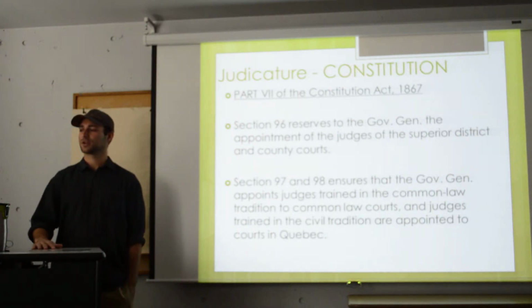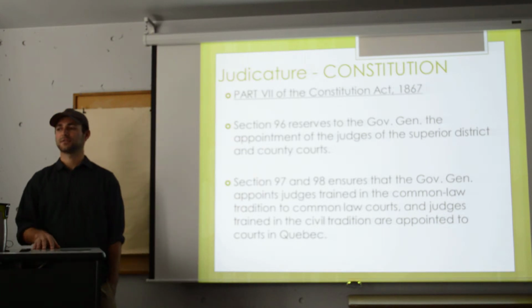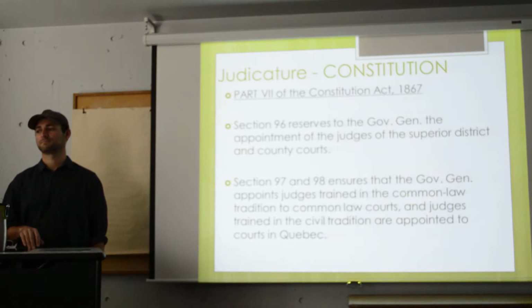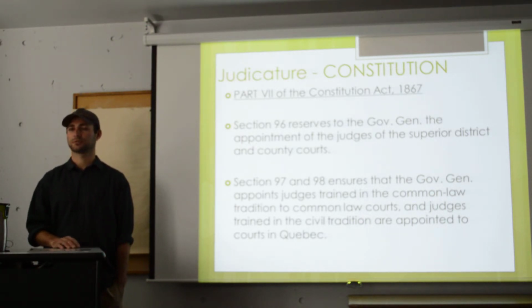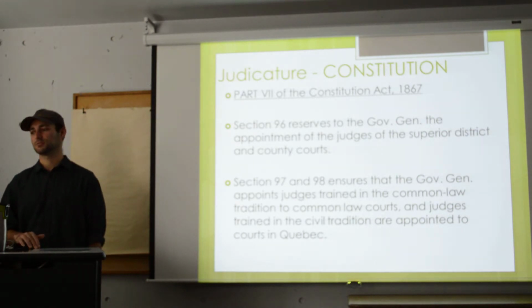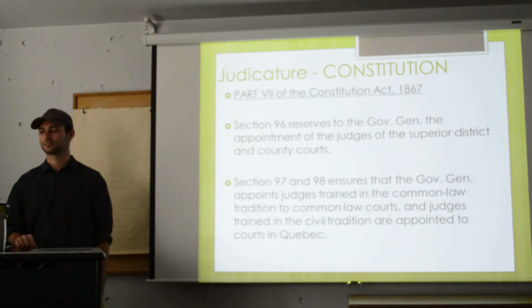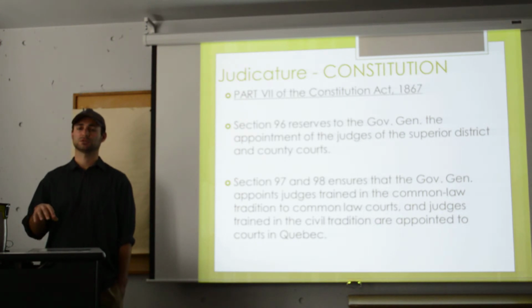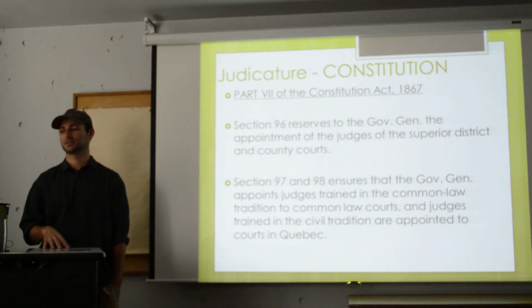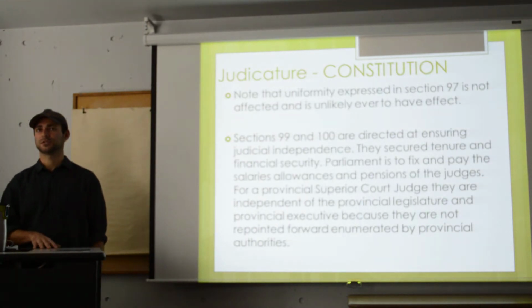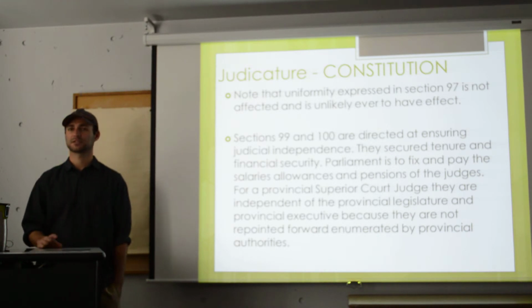So looking more closely at the Constitution, Part 7 is called the Judicature. Section 96 preserves in the Governor General the right to appoint judges to superior, district and county courts. We don't have county courts anymore, so the superior courts. Sections 97 and 98 ensure that the Governor General appoints people trained in common law to common law courts and people trained in civil law to courts in Quebec. There is a uniformity expressed in Section 97 that is not in effect, and it's likely never to be used.